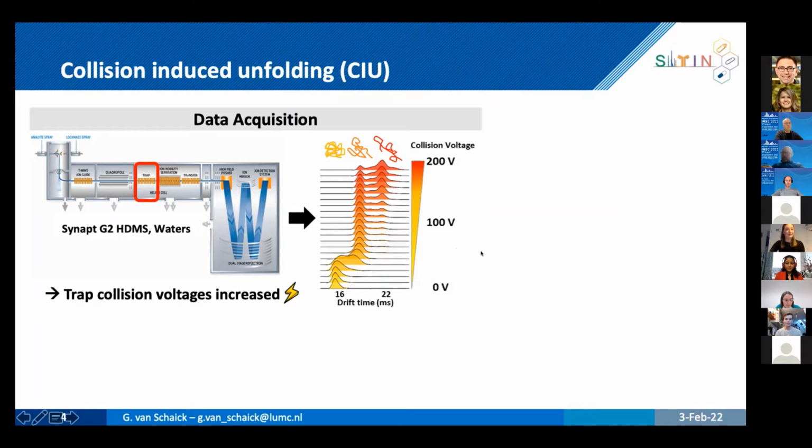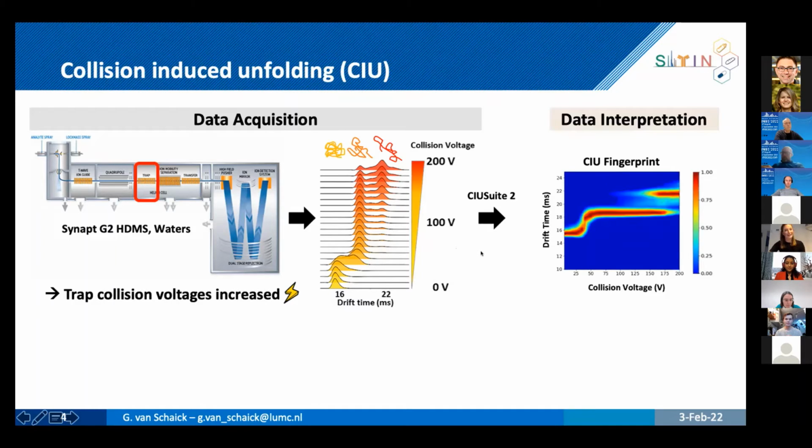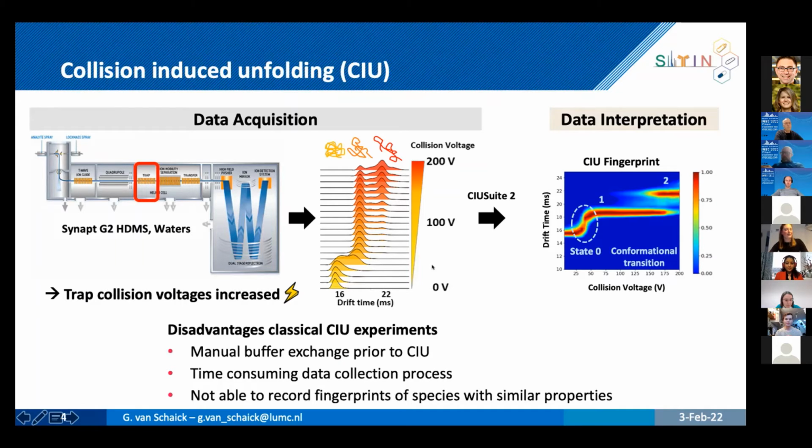If we represent this data in another way, we get a CIU fingerprint, as we call it. And here you can see the different states of the protein and the unfolding of the protein. So in this example, we have the ground state, with a particular drift time, and when we increase the voltage, at one point we get to another conformational state and then to a second one. And using this technique, we can pick up very minor differences in protein conformation. Therefore, it's very useful. However, there are also some disadvantages when we use it in a classical way.